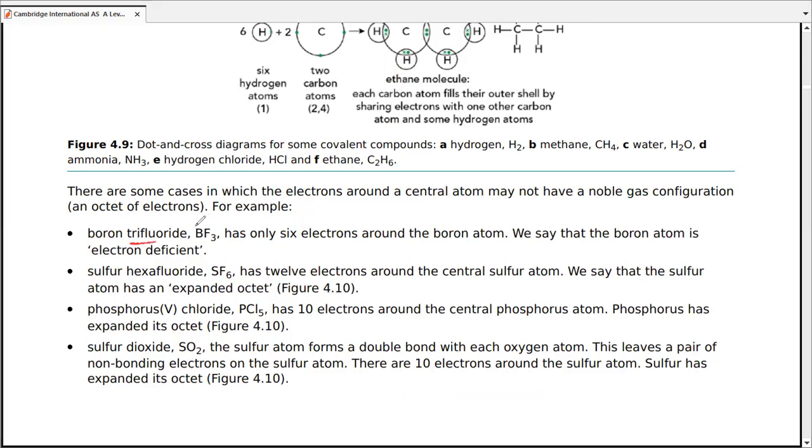Boron trifluoride. Now, I hope you remember that boron belongs to group 3 or group 13, which means it has 3 electrons in its outermost shell. It has only 6 electrons around the boron atom.